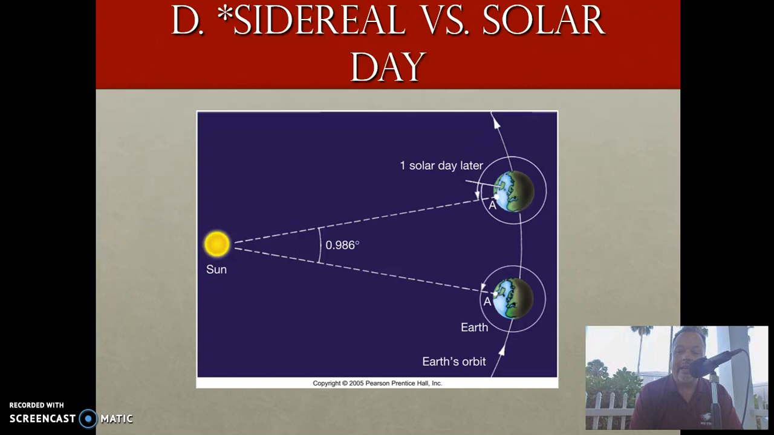A sidereal day is how long it takes the Earth to spin on its axis. Most of you are thinking, oh, it takes 24 hours. Wrong. The Earth does not spin on its axis in 24 hours. The Earth spins on its axis in 23 hours and 56 minutes. Yep, that's a sidereal day. That's measuring a day with respect to the stars.